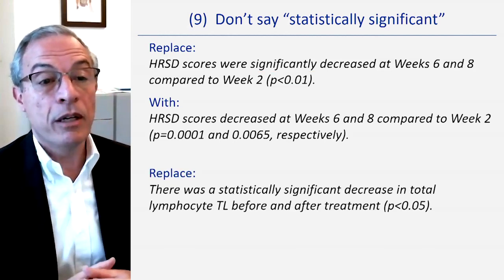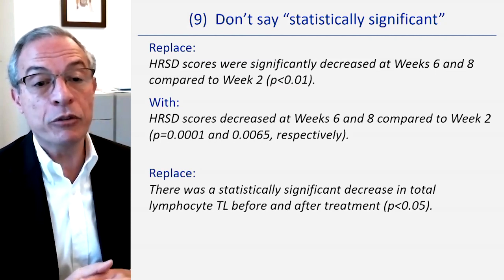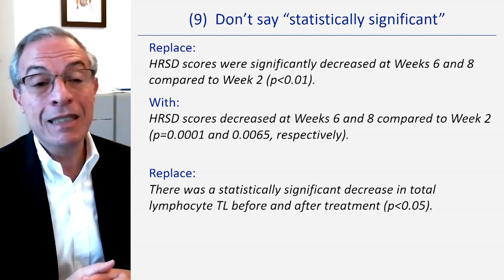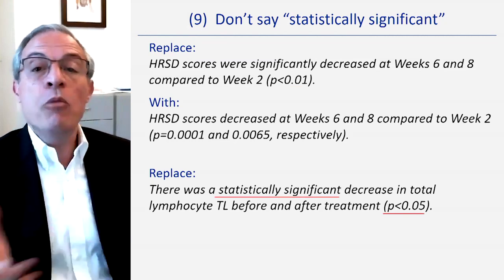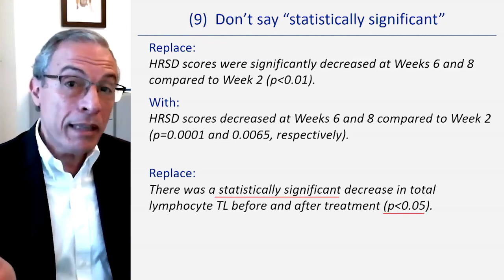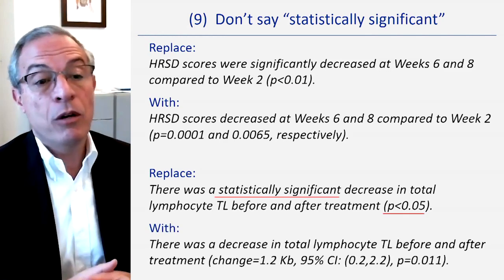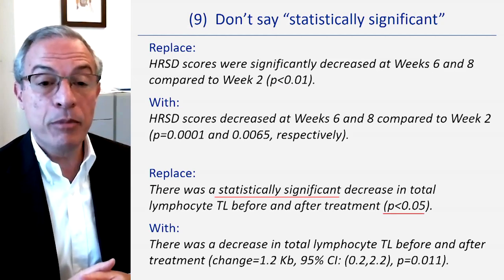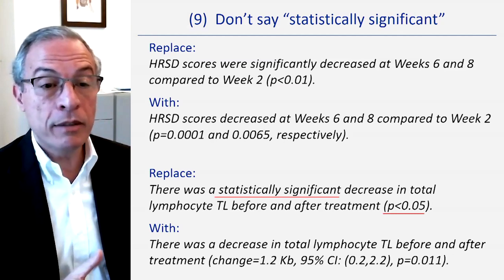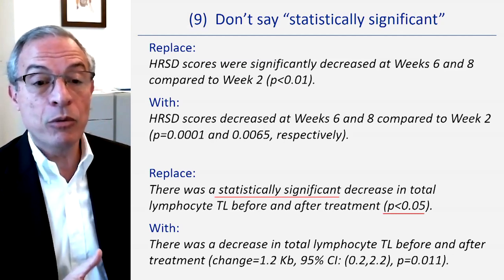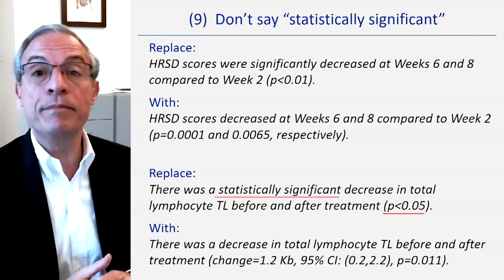Another example: there was a statistically significant decrease in total lymphocyte TL before and after treatment, P less than 0.05. Again, two problems. Statistically significant, P less than 0.05. Well, how much less? A lot less? A little bit less? I want to know. We change it: there was a decrease in total lymphocyte TL before and after treatment. The change was 1.2 kilobase. The 95% confidence interval was 0.2 to 2.2, and the p-value was 0.011.